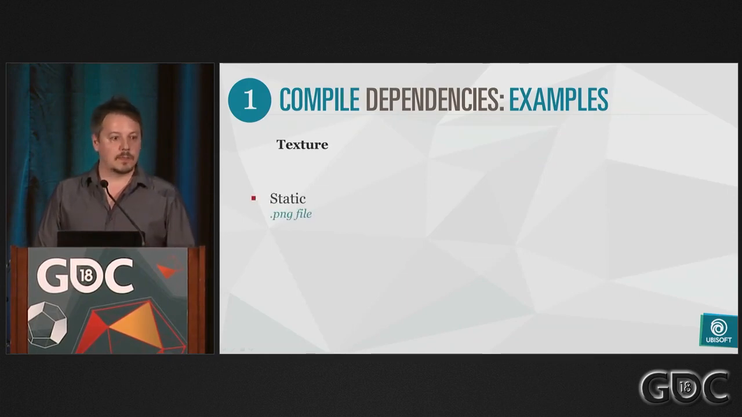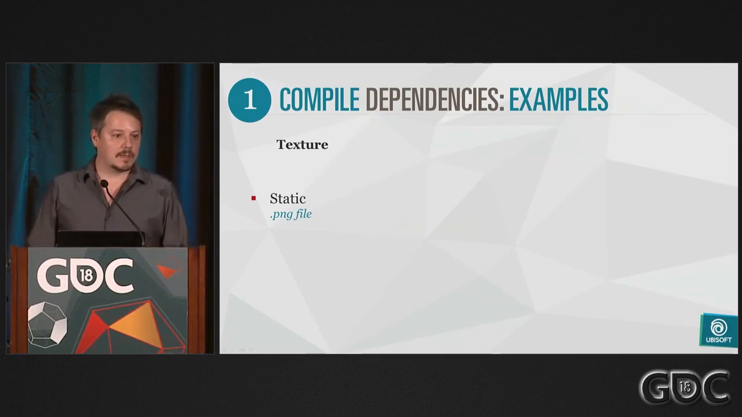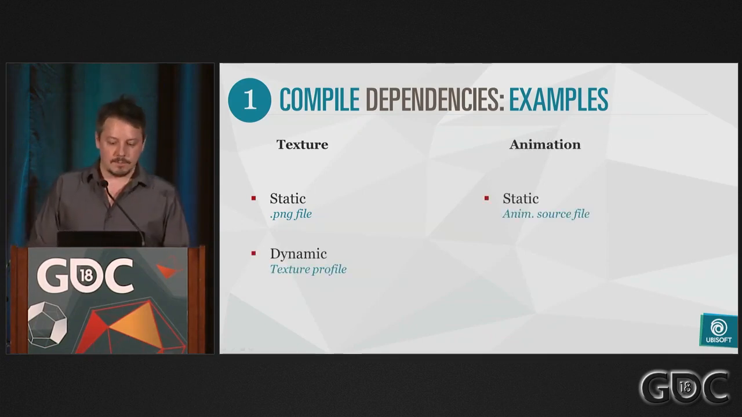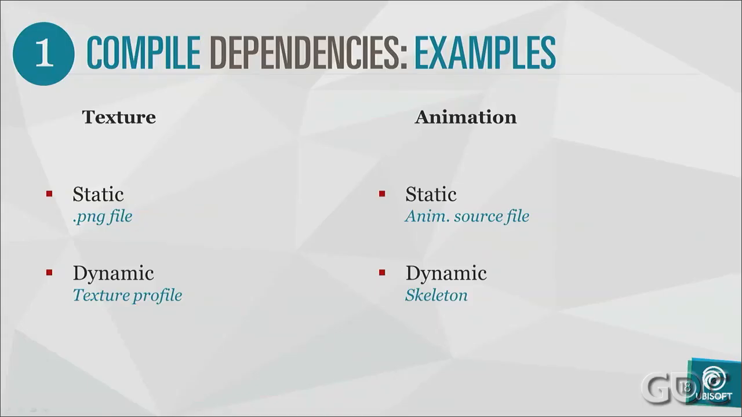For a texture, the static dependency will be the PNG file itself, but once you open this file, you may discover that a certain texture profile is associated to this texture that says it's a diffuse texture, a normal map, or whatever, and it changes the pixel format of the texture. So this would be a dynamic dependency. For an animation, the static dependency would be the animation source file. It may have a dependency over a skeleton that describes what the bones are that you're trying to animate with this definition file.